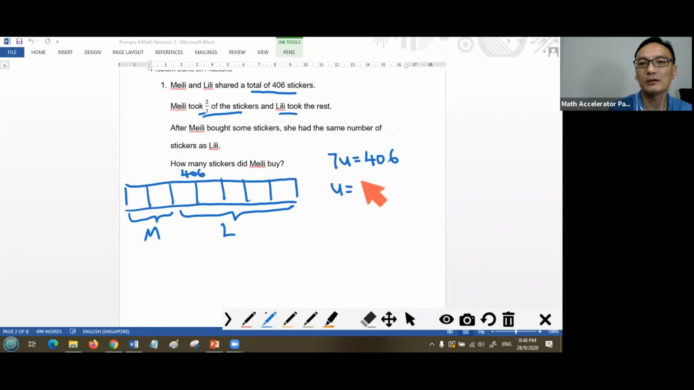Can you help me? 406 divided by 7. What do we get? But Dylan, can you wait a while? I'm trying to get to the answer, so you might want to wait a while. So 1 unit will give us 58.